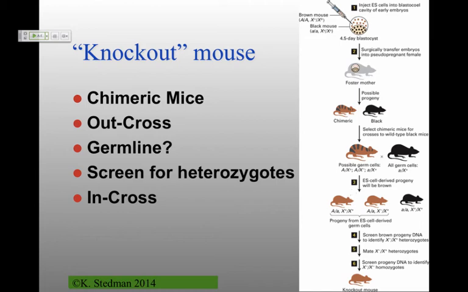Some of these are going to have germline mutations in them, some of them are not. And then you have to screen these and eventually end up crossing to get your knockout down here. The basic take-home message here is that it's a really long process: 6 to 9 months to make a knockout in a mouse.